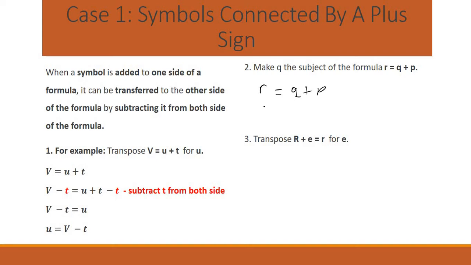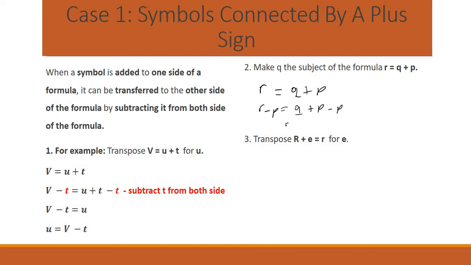So we're going to rewrite our problem first, which is to say that we have R is equal to Q plus P. And then we show that we are subtracting P from both sides. So we're going to minus P from this side. And whatever we do to one side, we have to do to both. And we're going to minus P from this side as well. Clearly now, positive P minus P is going to give us 0.